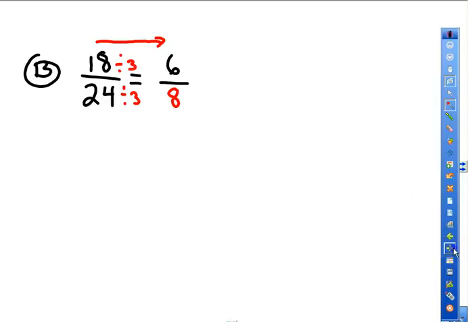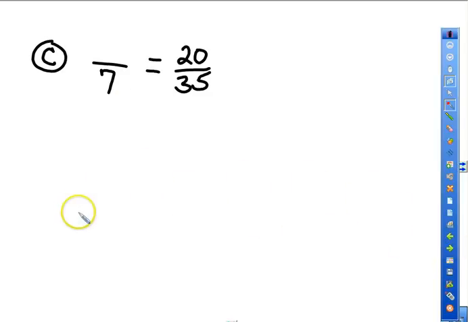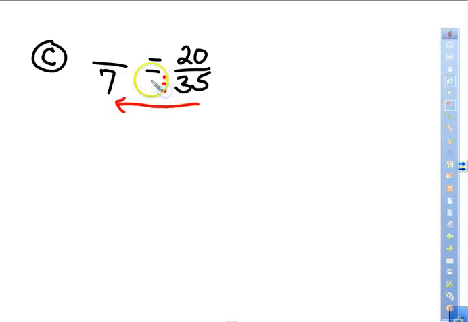So let's look at the next one. Go ahead and hit pause and solve. Okay, now again, we're starting with the fraction that's complete, so it's going to be this one on the right, working our way to the left. And we say, well, 35 becomes 7. How? Well, divided by 5. So 20 divided by 5 equals 4.